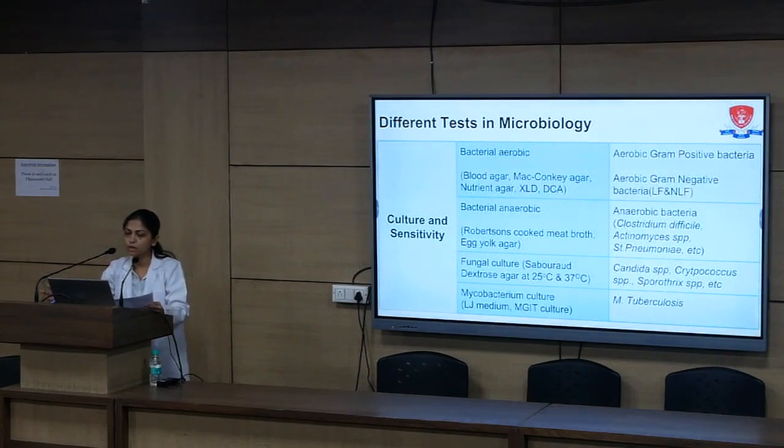It consists of 2 parts, culture and sensitivity. What does culture mean? Culture means growing the organism, because in some samples their amount is very small, and we can't use that amount of organism to get the sensitivity pattern. That's why we grow the organism on their desired agars or nutrients. There are different types of cultures we use, like aerobic culture media, anaerobic culture media, fungal culture media, and mycobacterium culture media.